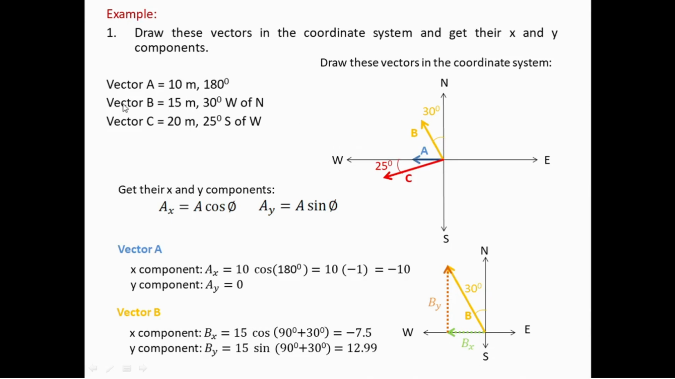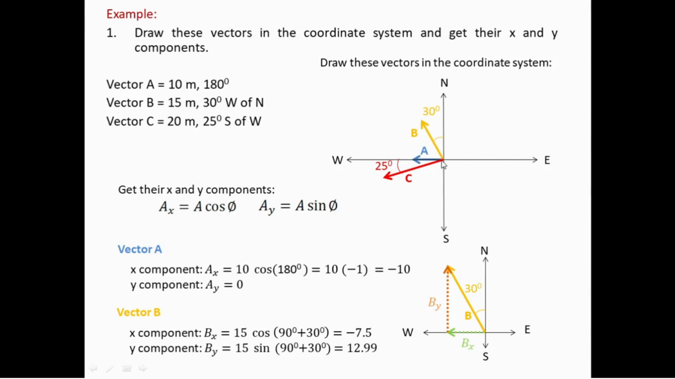Now, the vector B is 15 meters, 30 degrees west of north. So west of north, that means we have to go to north first, and then facing the north, we go towards the west and we measure 30 degrees. That's why we go to north and then turn towards west and then measure 30 degrees. And that means that your vector B is pointing towards that direction, and then it is 15 meters.